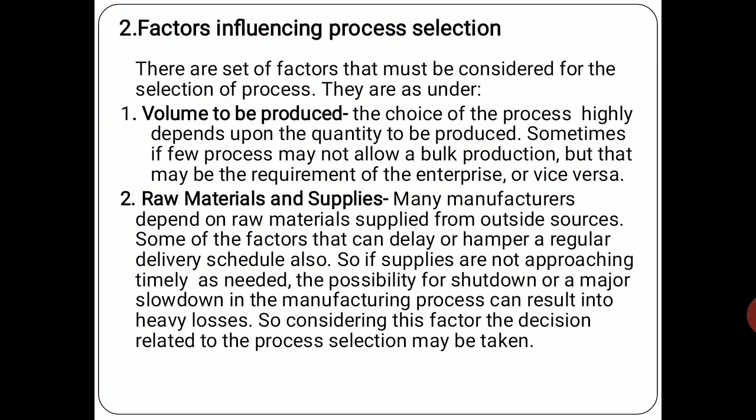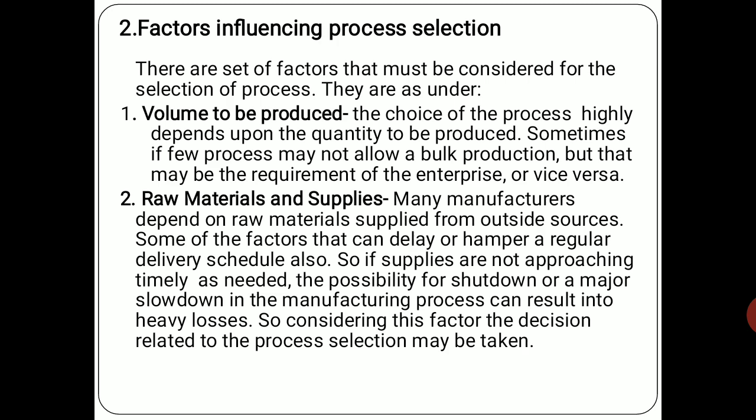So raw materials and supplies play an important role in determining what type of process it should be. Many manufacturers depend on raw material supplied from outside, as I told you. Some factors can delay or hamper the regular delivery schedule also. So if the supplies are not arriving timely as needed, the possibility of shutdown or a major slowdown in the manufacturing process can result in heavy losses gradually. Eventually, if you depend highly on outsourced material, your product is such that you have to get everything outsourced.